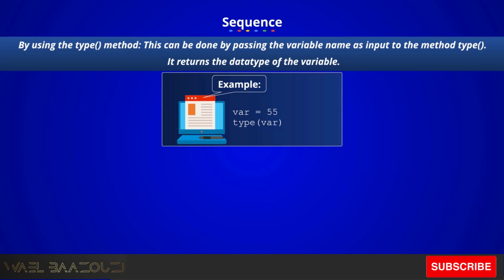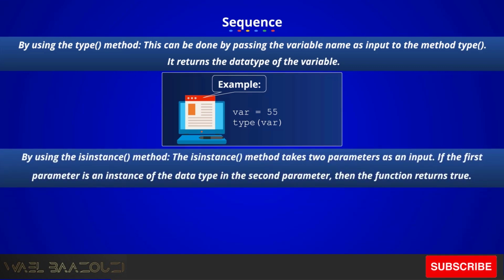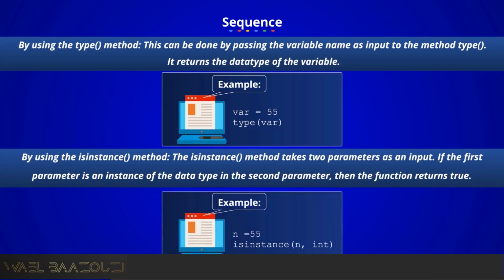The Python isinstance function is used to check if an object is an instance of a specified class or not. The isinstance method takes 2 parameters as input. If the first parameter is an instance of the data type in the second parameter, then the function returns true, otherwise false. This example will produce the output true since n is an instance of an integer.